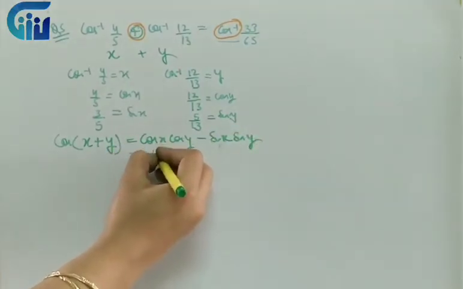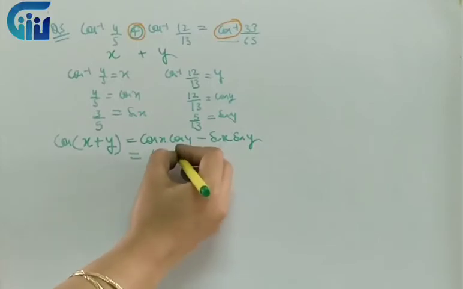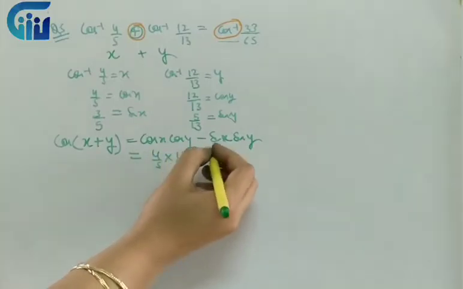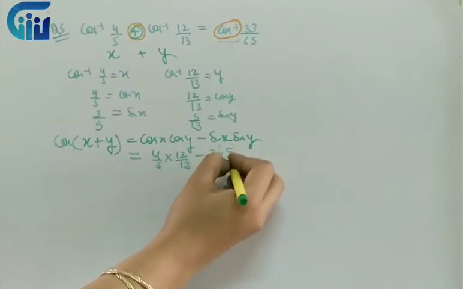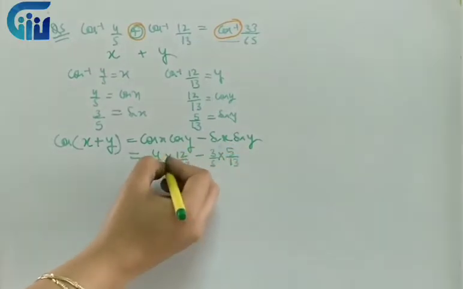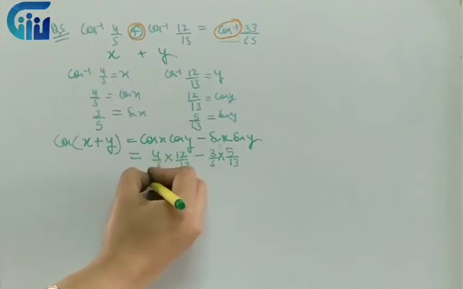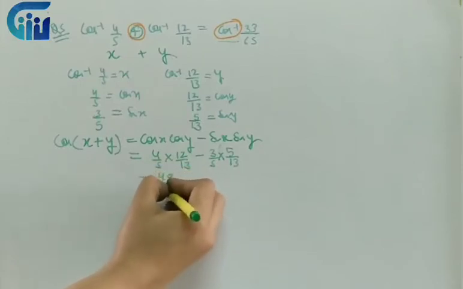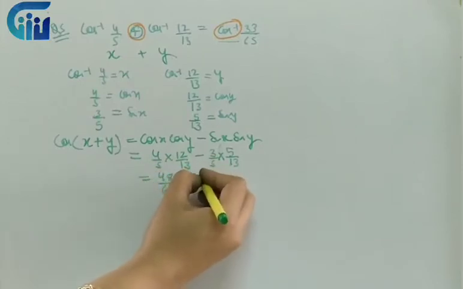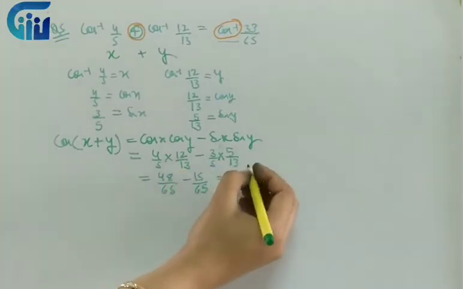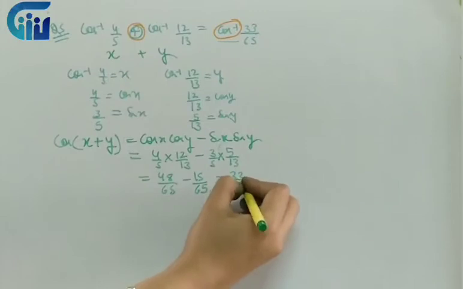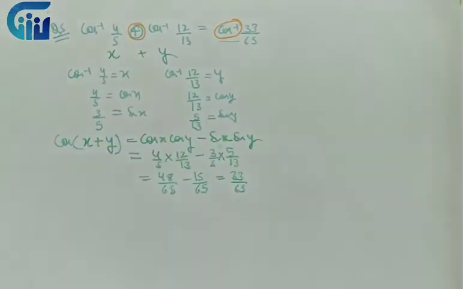Cos x value is 4 by 5. Cos y value is 12 by 13. Minus sin x value is 3 by 5. And sin y value is 5 by 13, right? So now just quickly solve it up. This will come out to be 48 upon 65. This will come out to be 15 upon 65. If I subtract 48 minus 15, I will get 33 by 65, right? So what we are getting, cos(x plus y) is equal to 33 by 65.